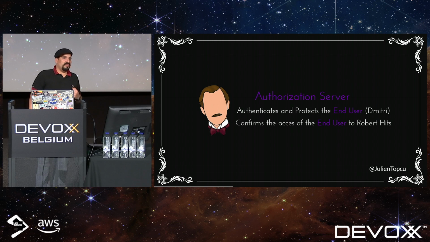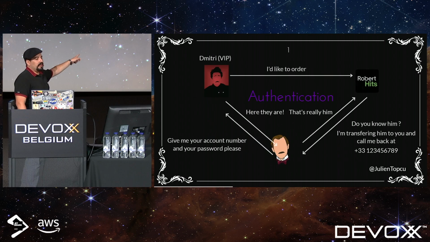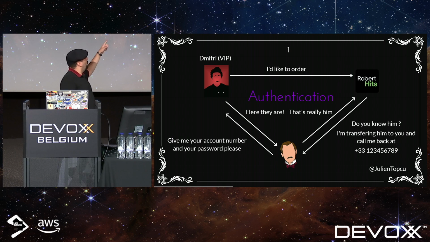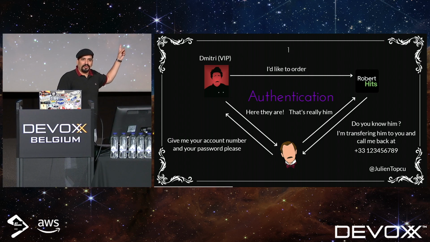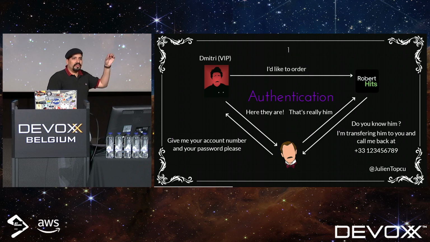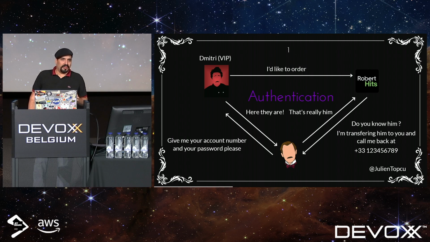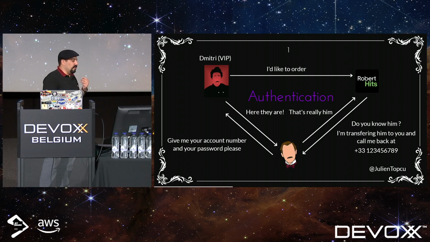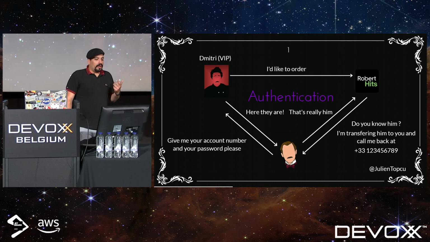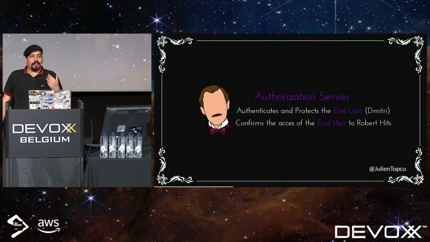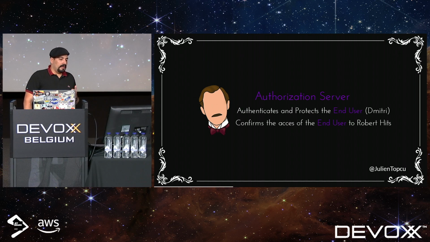Why does he protect Dimitri? Just because here, at no time, Robert Hitz had the credentials of Dimitri. He stayed in the context of the hotel. The password of Dimitri wasn't disclosed. And Robert Hitz had the information they needed, so the confirmation that Dimitri has a bar tab at the hotel. Great.